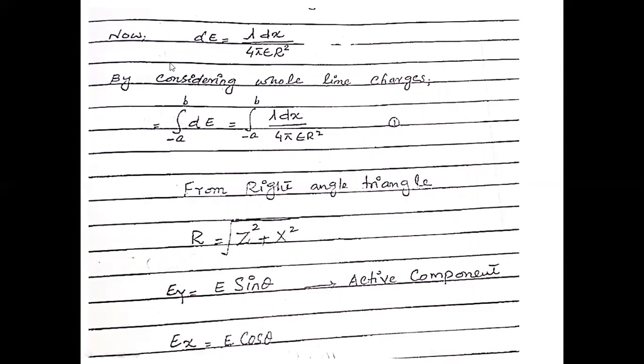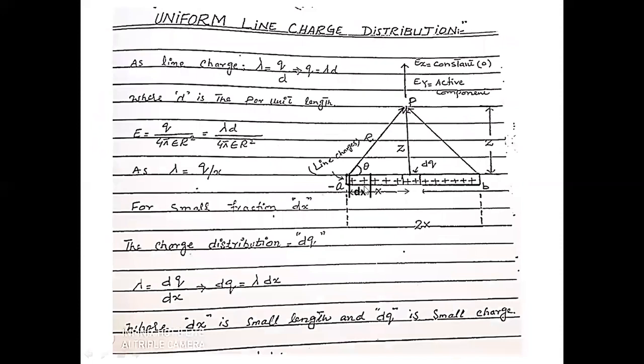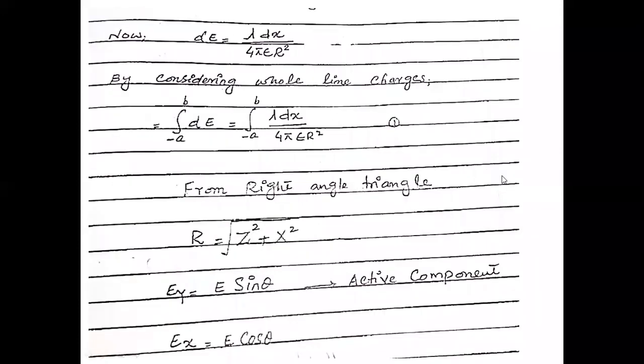Okay, now we will consider the whole line charges and the whole length. So the whole length is extended from minus a to plus b, as you see in the figure. So from minus a to b, lambda dx, replacing this value, lambda dx over 4 pi epsilon r square. So now this is equation number 1. We will use this equation later on.